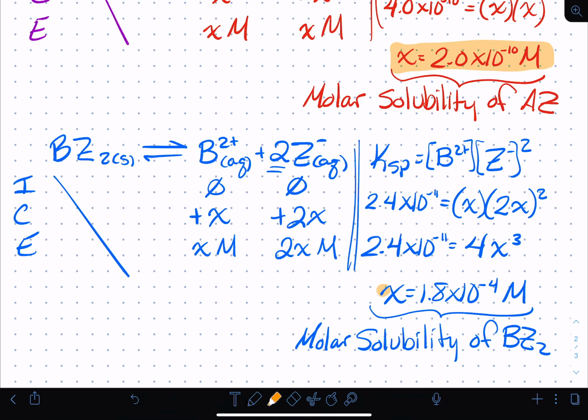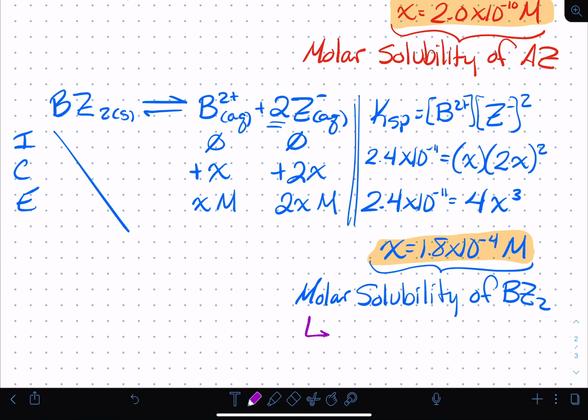So now we have the molar solubility for both of our substances here, for AZ up top and BZ2 down the bottom, and we can see that the molar solubility of BZ2 is much higher. It is 6 orders of magnitude larger than that of AZ. So this one is a whole lot more soluble, despite the fact that it has a smaller KSP value. It actually has a larger solubility because the mathematical relationship isn't the same.